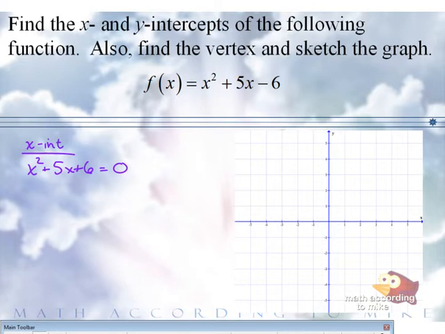This one happens to factor nicely. If that leading coefficient was not a 1, you would have to do a factoring by grouping. If you forgot how to do your factoring by grouping, please review the Math 1200 videos. How does x squared plus 5x plus 6 factor?